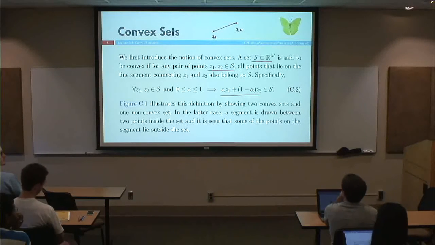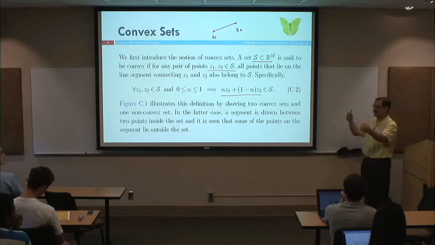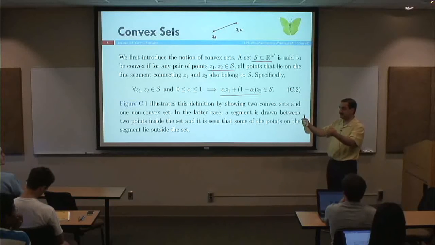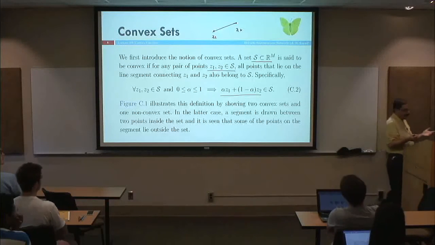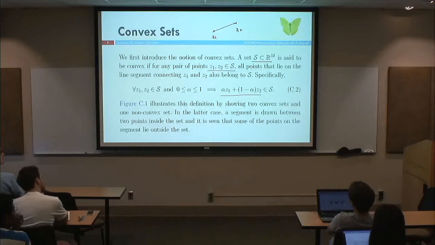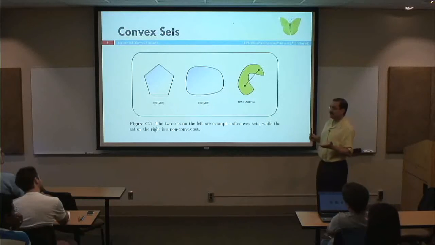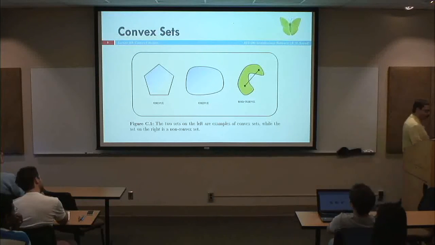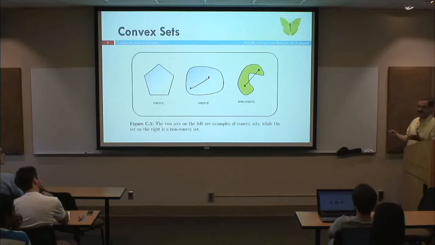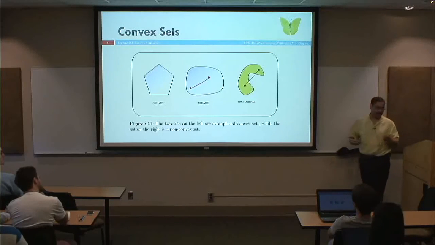And what this is saying is that if Z1 belongs to the set and Z2 belongs to the set, then if the set has the following property, any point in between belongs to it, it's a convex set. So this is a figure here. The 2 sets on the left are convex sets. If you pick any 2 points and you join them by a line, all the points in between lie inside the set. So this is a convex set.